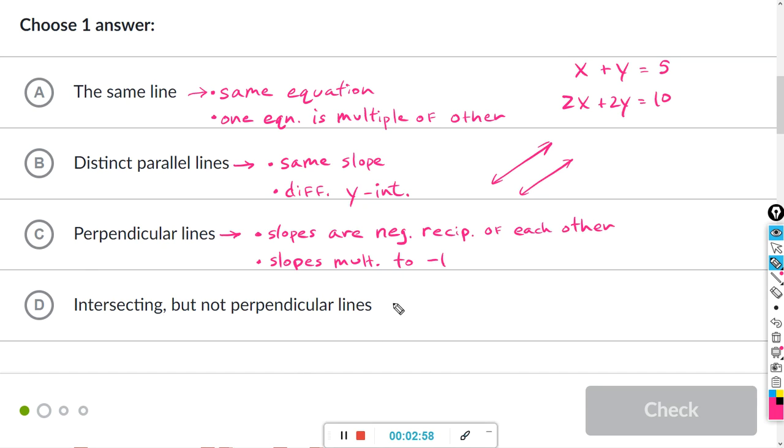And finally, if they're intersecting but they're not perpendicular, they just have different slopes, and they're not the negative reciprocal. Okay, so intersecting but not perpendicular. They have different slopes. So these are the 4 choices.